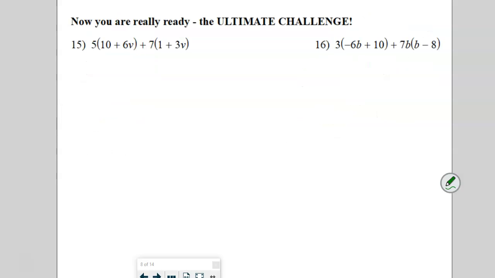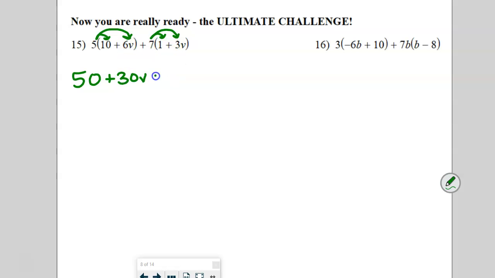All right, who's up for a little fun here? This is the ultimate challenge. We got double distribution and collecting like terms. Let's get to it. All right, so this first problem, we're distributing a 5 into that first parenthesis set. And then afterwards, you're going to distribute this positive 7 into the second parenthesis set. So 5 times 10, better known as 50. And then 5 times 6v is 30v.